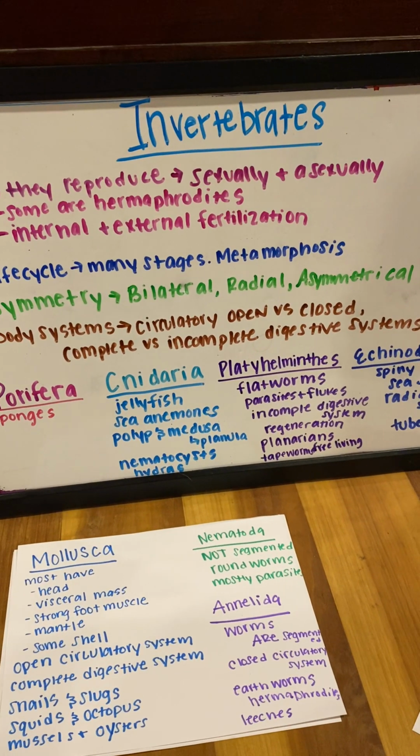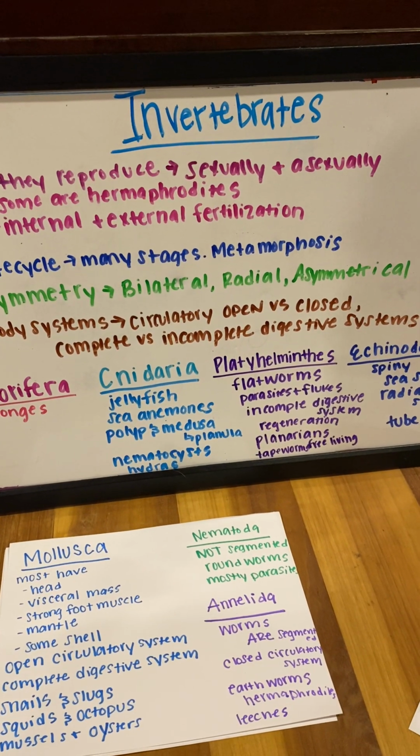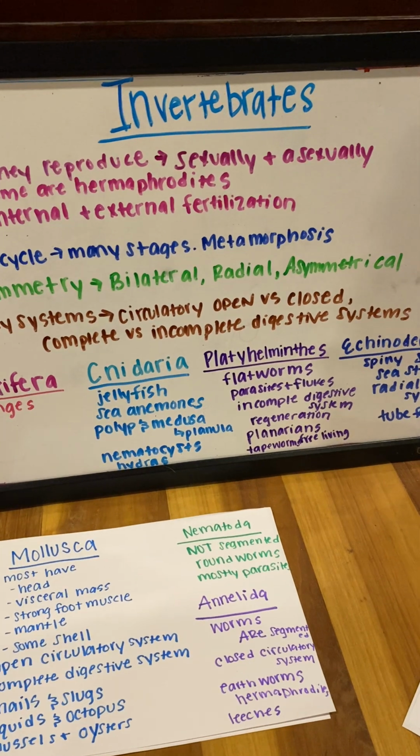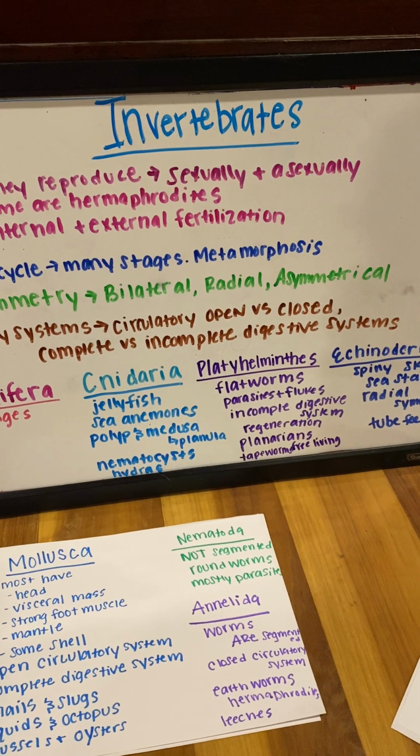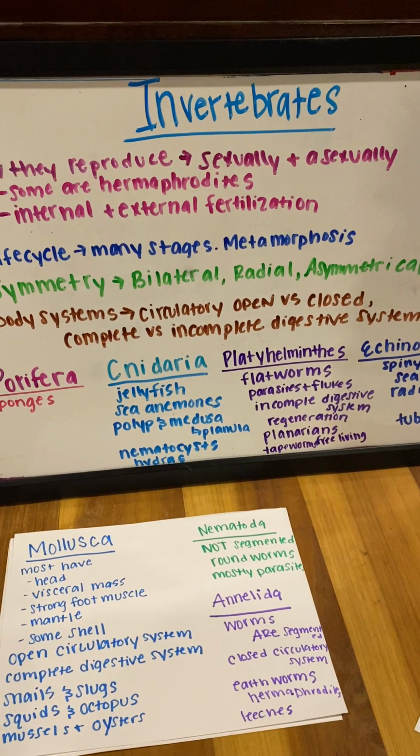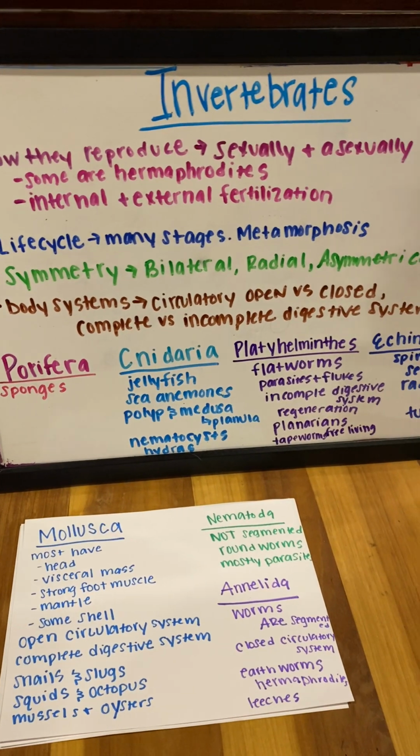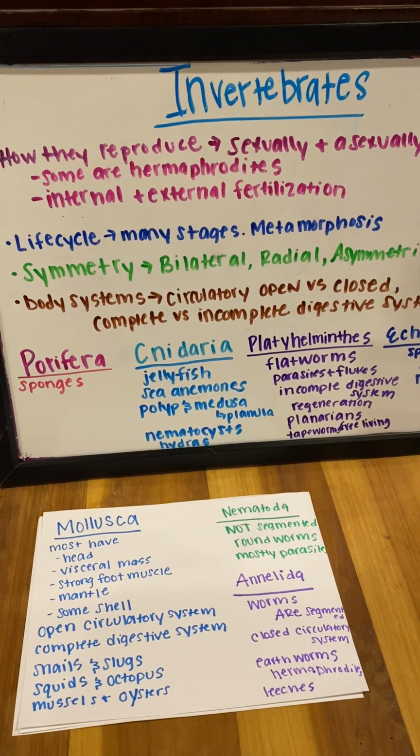They have blood vessels and veins, and blood travels in vessels. It's not open, not like an open cavity in their body where blood floats around. So some have closed circulatory systems and some have open circulatory systems.